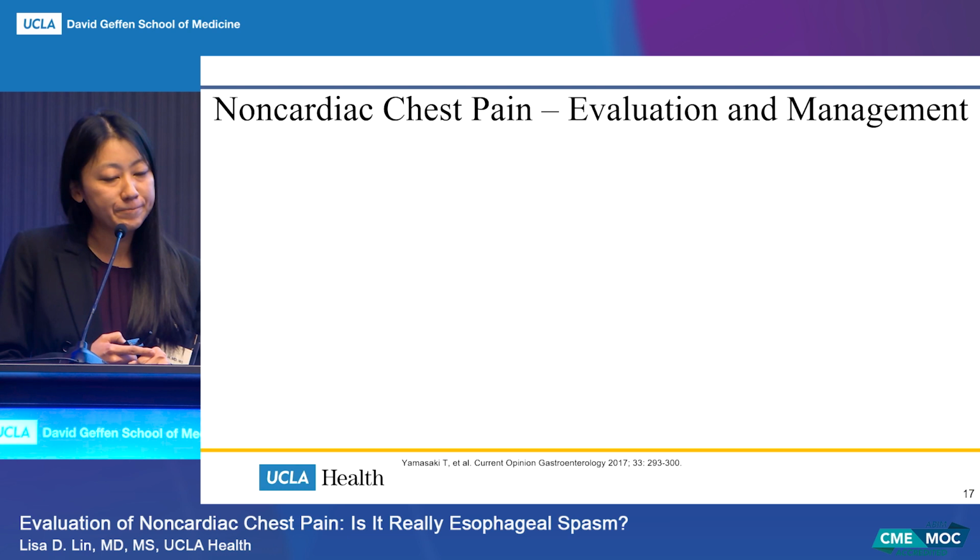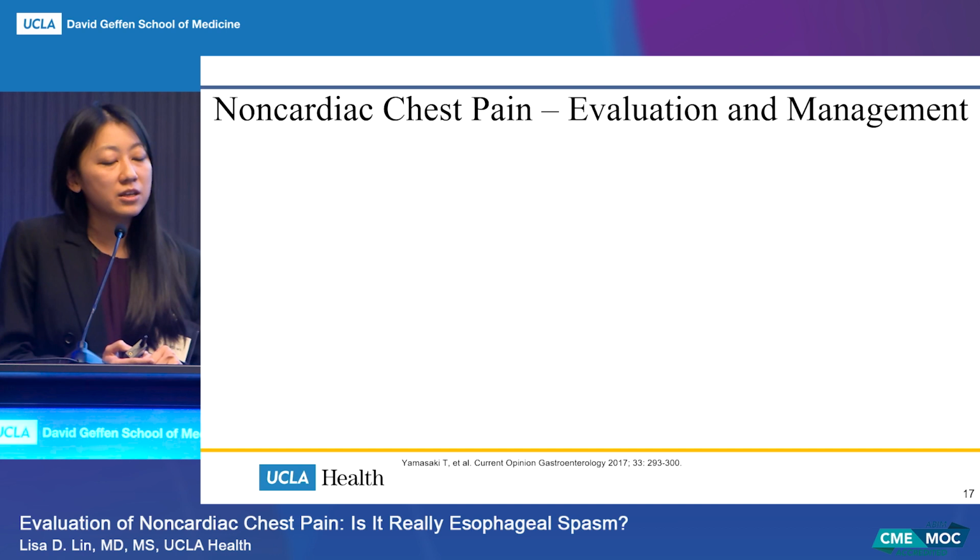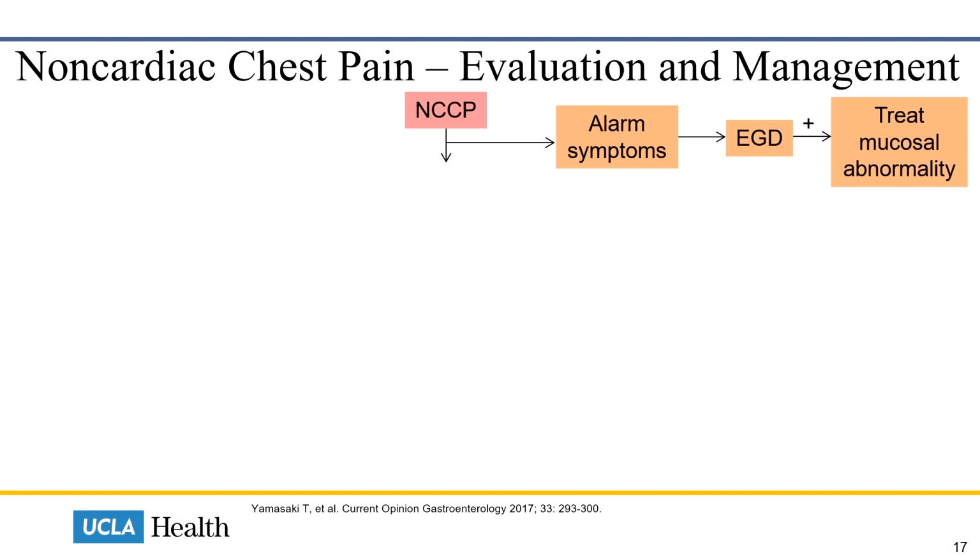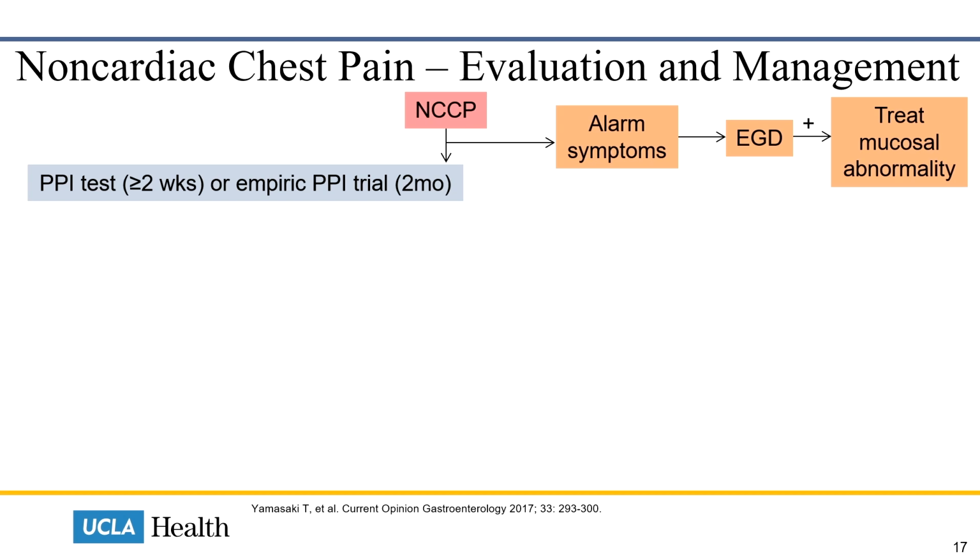So just to put it all together, think back on that 40-year-old patient that you saw at the beginning of the case. This patient is in your clinic with non-cardiac chest pain. You want to ask about alarm symptoms. If he has alarm symptoms, of course, you're going to do an upper endoscopy, treat any mucosal abnormality that you see. If they don't have alarm symptoms, you're going to go on to doing a PPI test of at least 2 weeks, or an empiric PPI trial lasting 2 months.